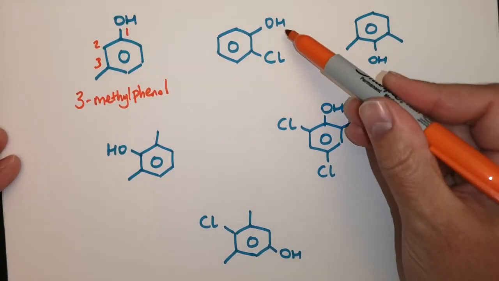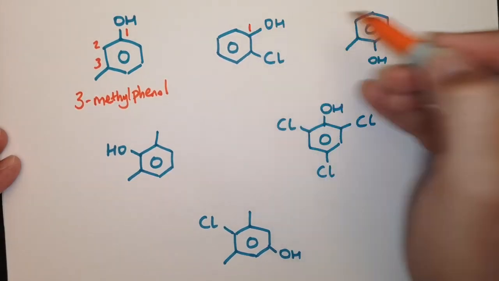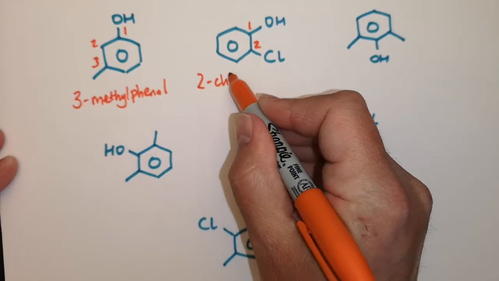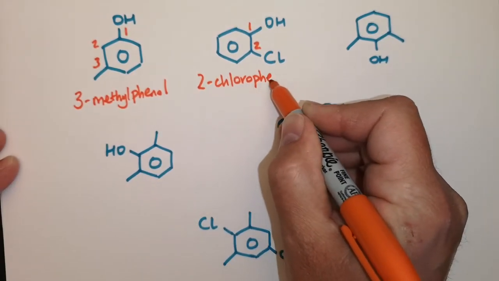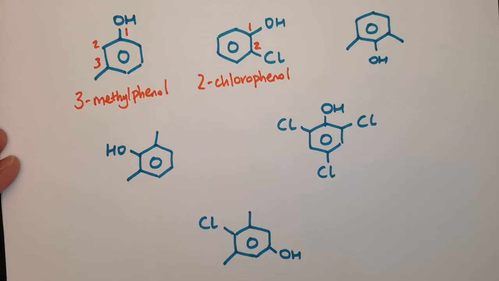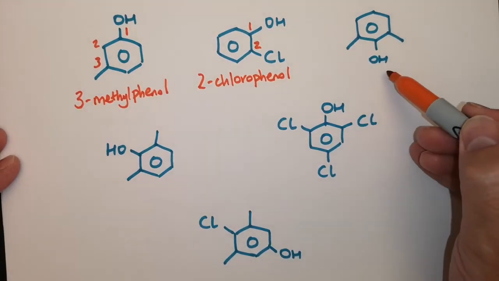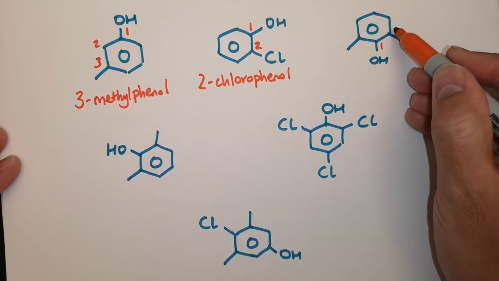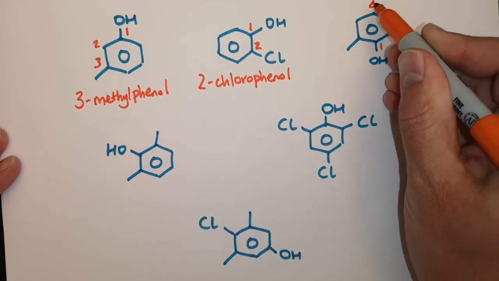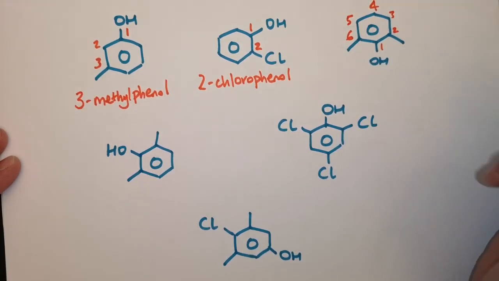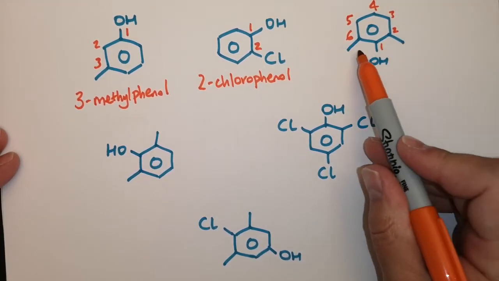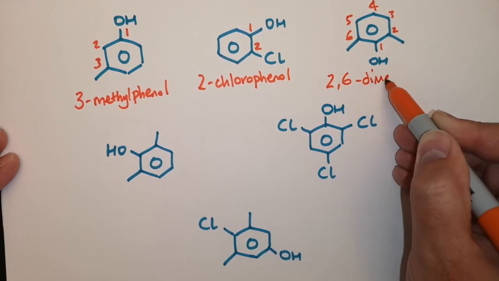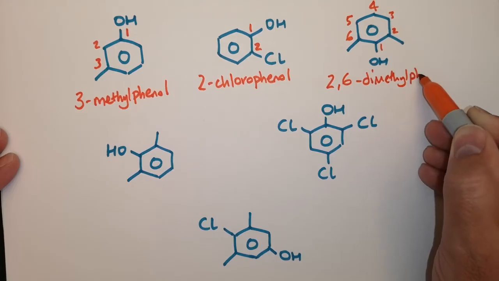Go here. The OH group is your phenol, so that becomes carbon 1. That's carbon 2. So 2-chlorophenol. Here, this is your phenol, so that's number 1. And then you need to count either way around to get the numbers, so I'll go this way around. Doesn't really matter, because you'd get the same numbers anyway. I've got 2 methyl groups, one on carbon 2, one on carbon 6. So 2,6-dimethylphenol.